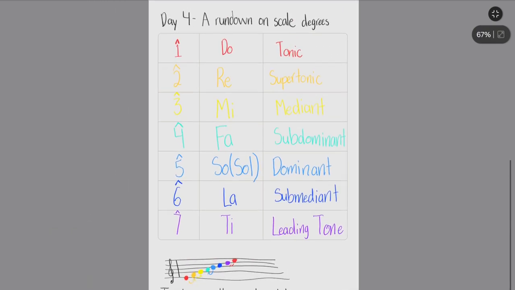And that's basically our scale degrees, and the name, number, and the solfege syllable.